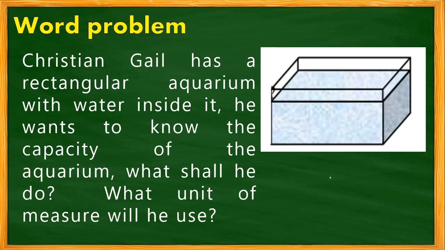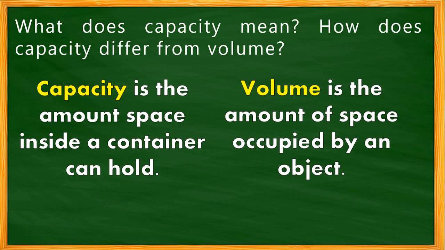So this would be the word problem. Christian Gale has a rectangular aquarium with water inside it. He wants to know the capacity of the aquarium. What shall he do? What unit of measure will he use? So let's visualize this one. This would be the aquarium, and this would be the level of water. So, what does capacity mean? How does capacity differ from volume? So, let's define capacity and volume. Let's differentiate both of them.